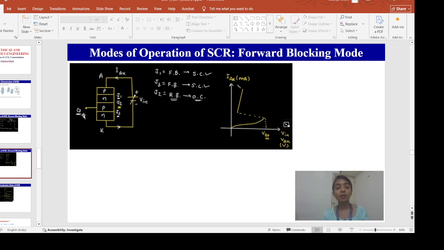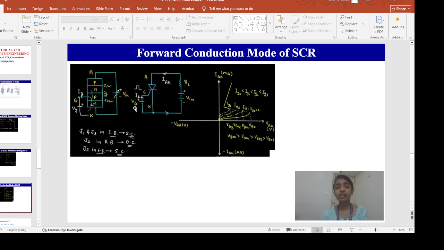So far we haven't used this gate terminal. Now let's see what happens if we create a voltage difference between this gate, which is connected to this P layer, and the negative of this battery, which is connected to the K layer. So a gate current will start flowing in this way, from this P to N. Okay. Now once the gate current starts flowing into your SCR in this way, what happens?